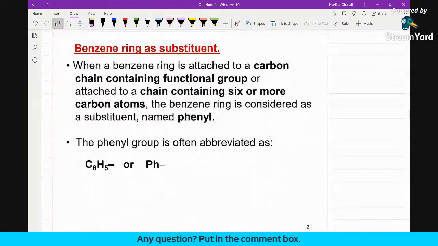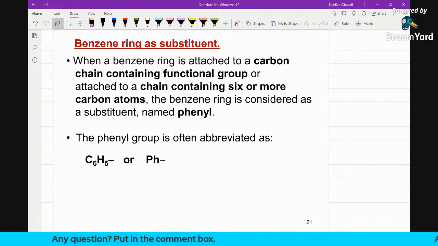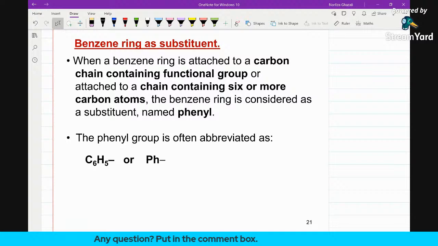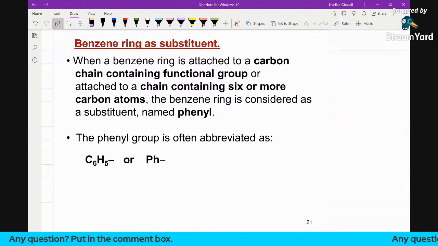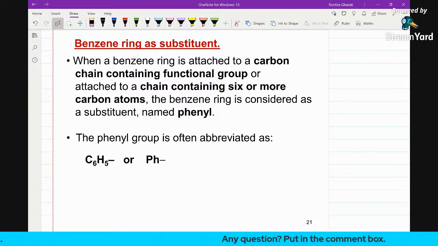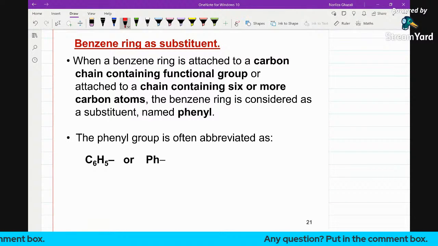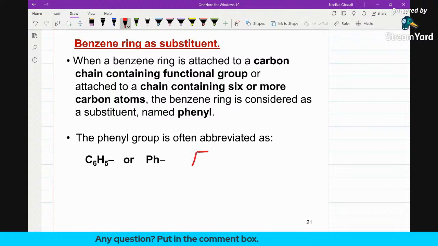Okay. Skip. Now, just now we have discussed benzene as the parent name. Now benzene as substituent. Okay. So when benzene becomes a substituent, we call it phenyl. Phenyl, the formula is C6H5 or short form Ph. Yeah, so phenyl, the structure looks like this.